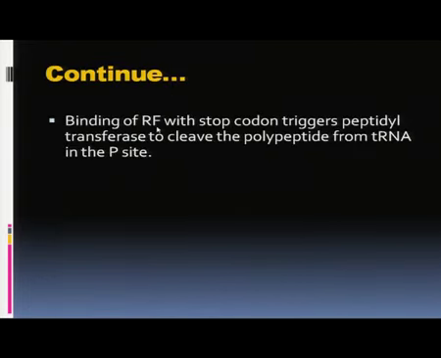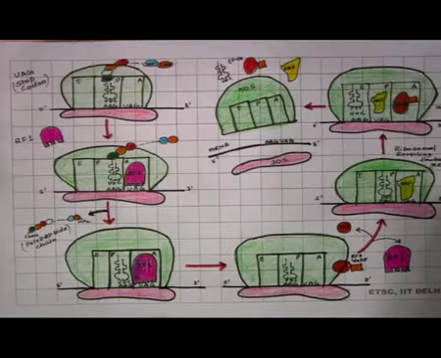Binding of release factor with the stop codon triggers peptidyl transferase to cleave the polypeptide from transfer RNA in the P site. Let us have a look at the diagram for the termination of protein synthesis. This is the whole diagram for the termination of protein synthesis.